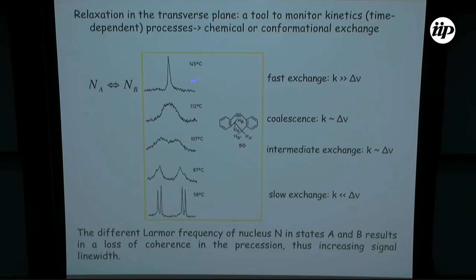And what that means is you can define two different regimes. One is the slowest change, in which whatever happens is so slow that it doesn't affect the measurement, so it's much slower than 1 hertz. The fastest change is when anything is much faster than 1 hertz, and it's going to be happening so that you have a time average signal. And then you have this other regime in which you can get kinetic information from the broadening of the signal. All right?